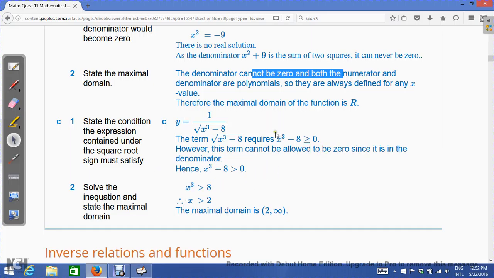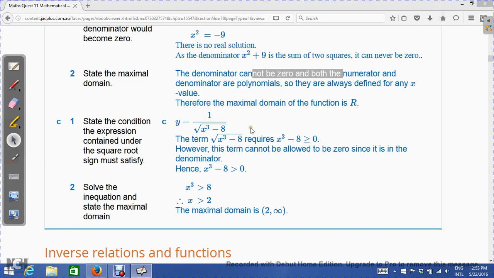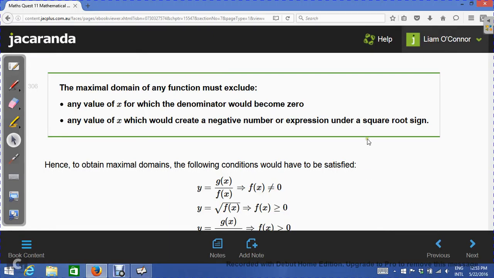Actually, sorry, let's go back. Can't be equal to 2, because we said that here. Can't be equal to 2. Sorry. So it should be just greater than 2, because at the point 2, as I said, 2 cubed is 8, 8 take 8 is 0, square root of 0 is 0, 1 divided by 0 doesn't exist, so it's all values greater than 2. Okay, so that's just a summary of applying what we know for maximum domains.